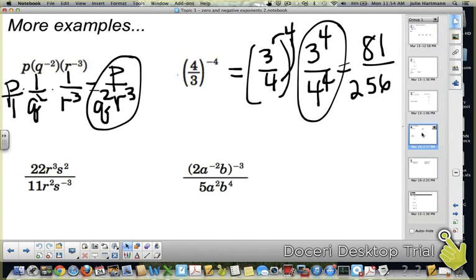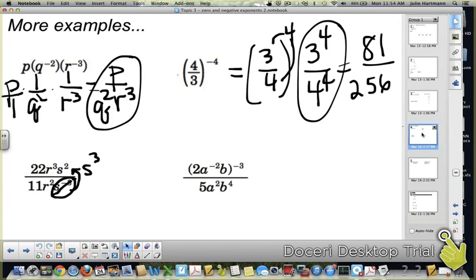Now, the way that I attack these ones, anytime you have a negative exponent in a fraction, you move it. So if it's a negative exponent in the top, it moves to the bottom. If it's a negative exponent in the bottom, it moves to the top. So this s to the negative 3 is going to get moved to the top and become s to the 3rd. Okay, so then that's gone there.